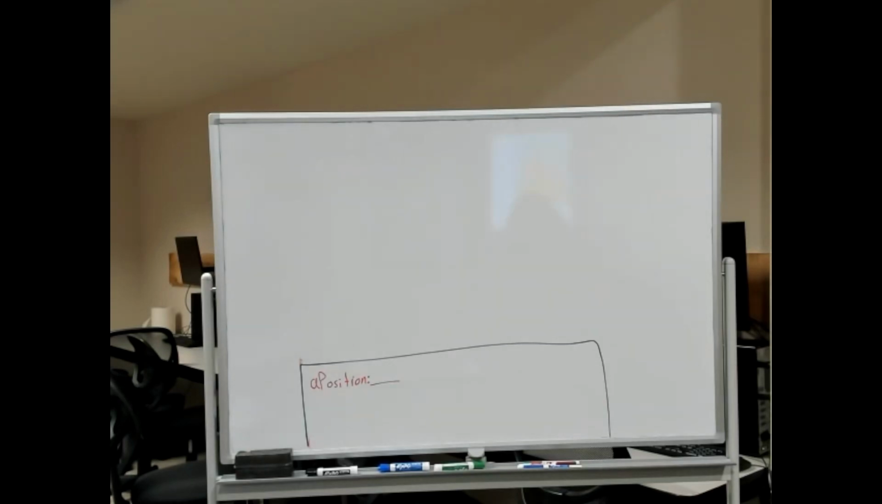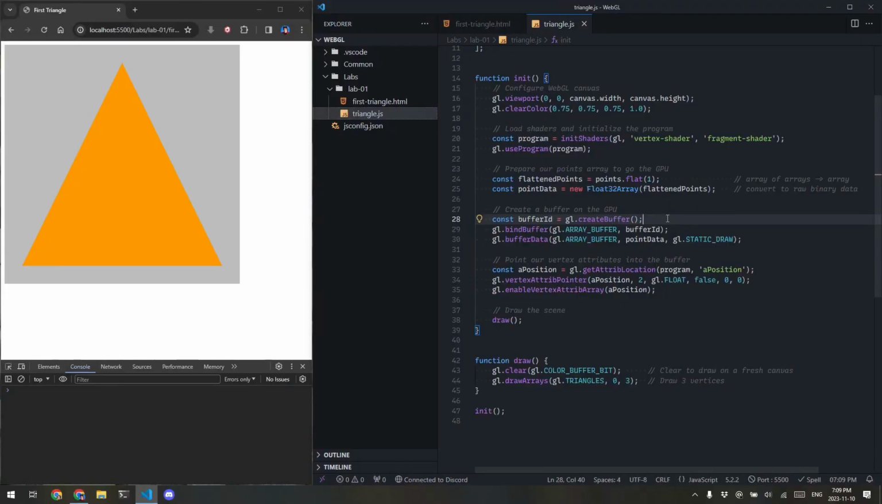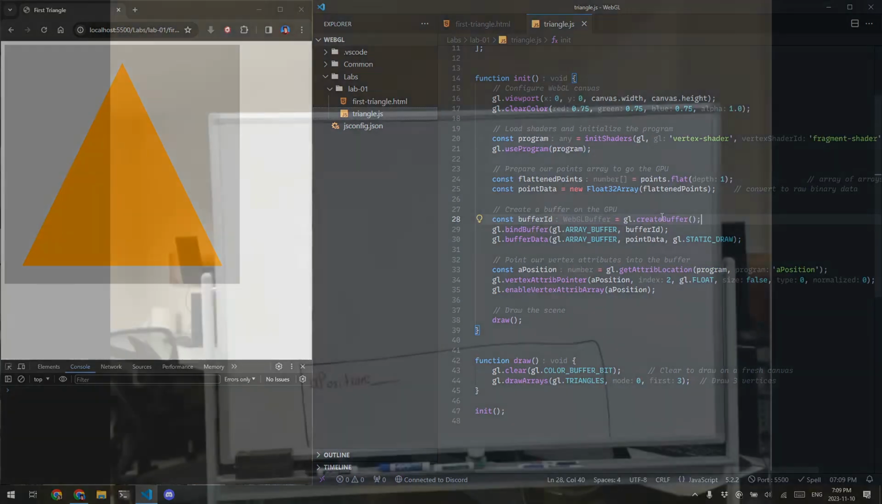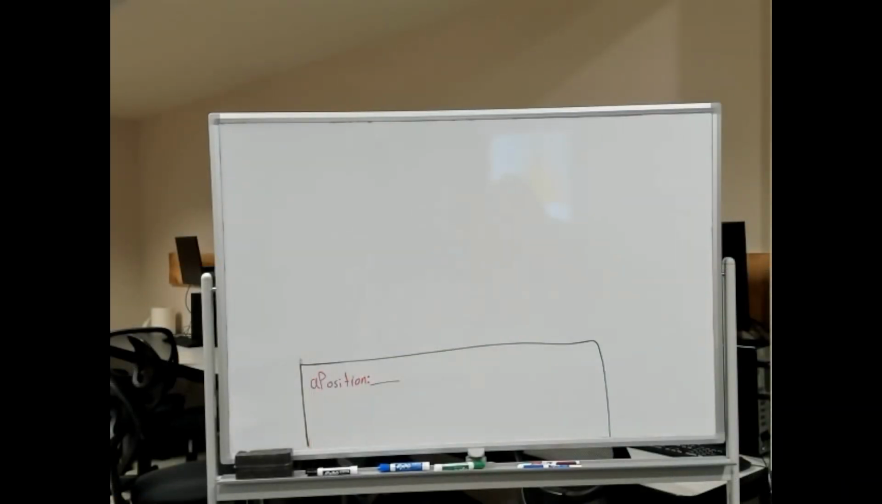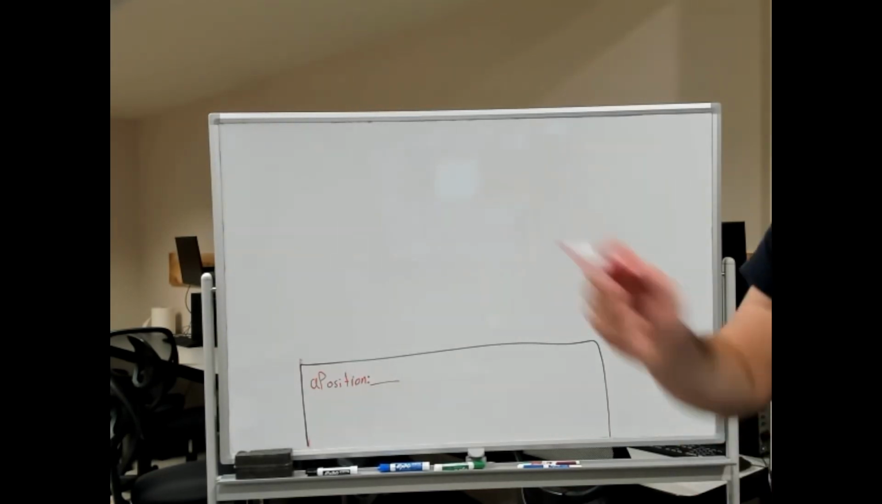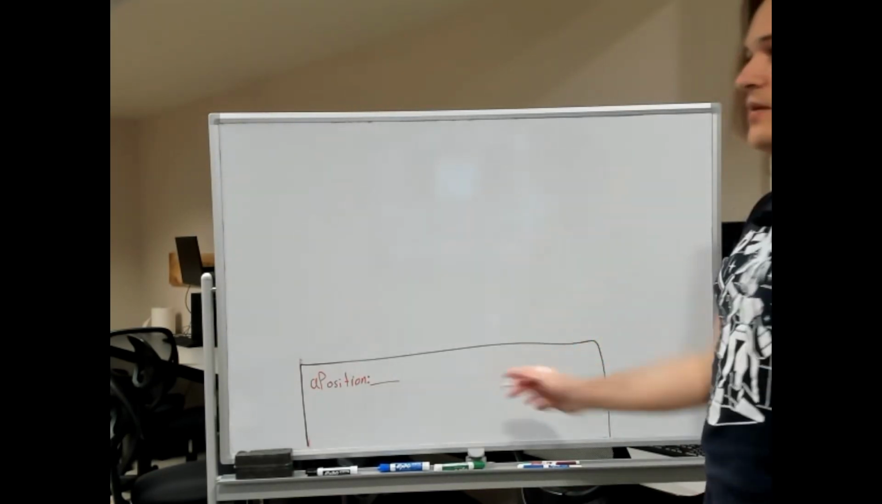I need to get my little example up here. So the first thing we do, buffer ID equals gl.createBuffer. Back to the camera. Did that work? Yes. So the first thing we do is we call create buffer. And naturally, that makes a buffer.